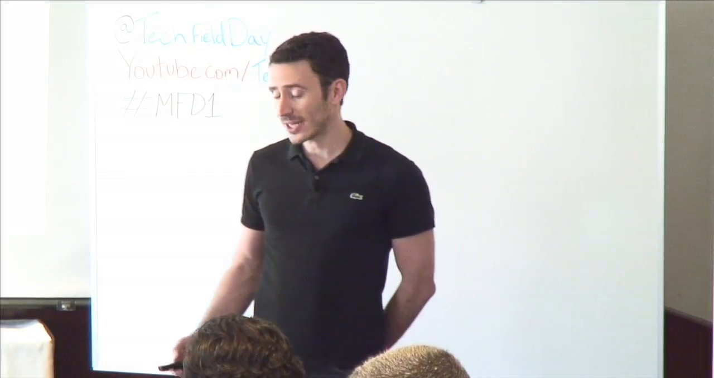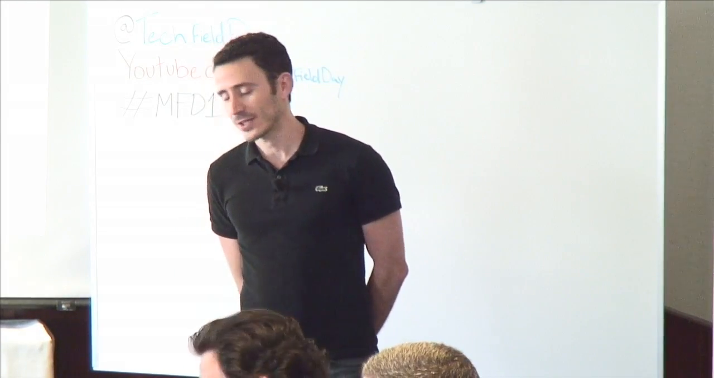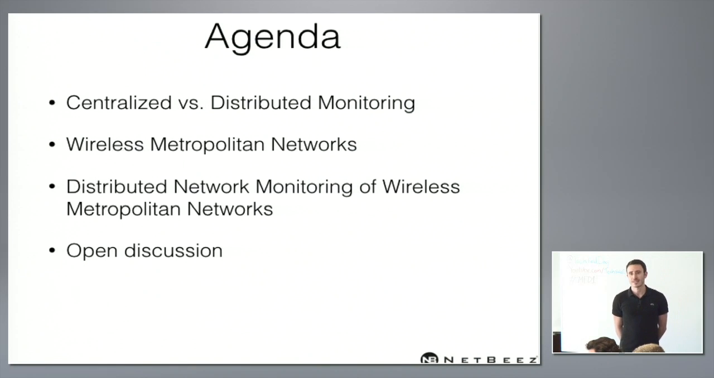So a little agenda for this session. First, I'll compare and talk about centralized versus distributed monitoring. I'm sure most of you are familiar with at least centralized monitoring. And second, talk about a little different kind of wireless metropolitan networks. I'm sure here we have a lot of expertise in the room about this topic. And third, about how to apply distributed network monitoring in the monitoring of wireless metropolitan networks and why it's important and how it can help.